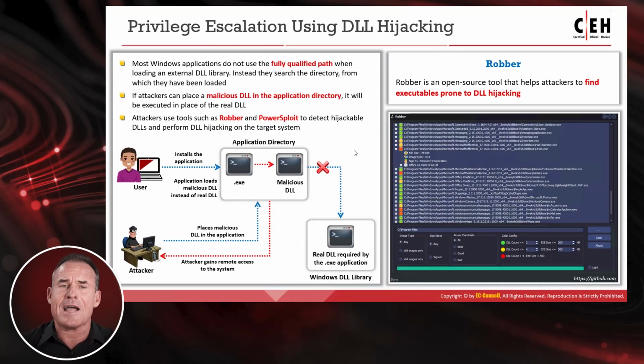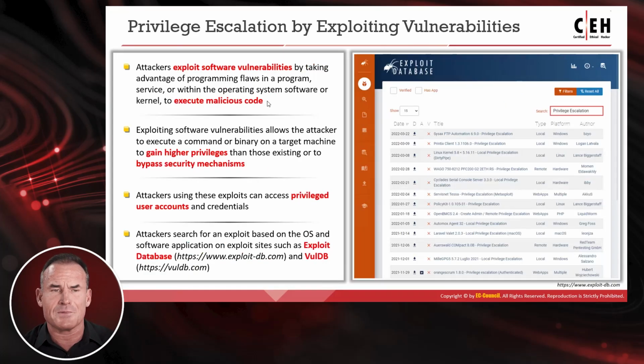All right, DLL hijacking, and there's several different privilege escalation options in your courseware. We're going to touch on a few. DLL hijacking works because most Windows applications don't use the fully qualified path when loading an external DLL library. Instead they search the directory from which they've been loaded. So if you can inject a malicious DLL in the application directory, you can actually subvert the application when it calls the DLL. Robber and PowerSploit can both be used to detect hijackable DLLs and perform hijacking on the target system. No labs for that one, but it definitely warranted an explanation.